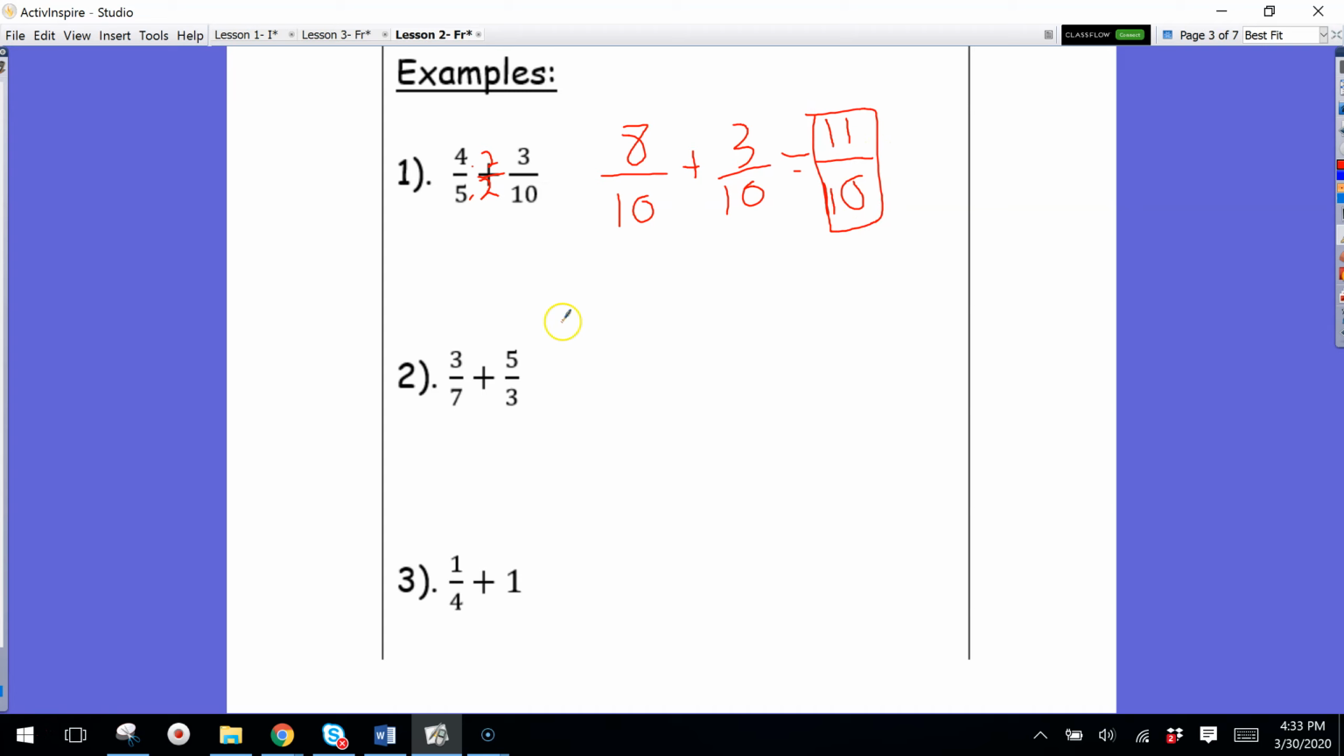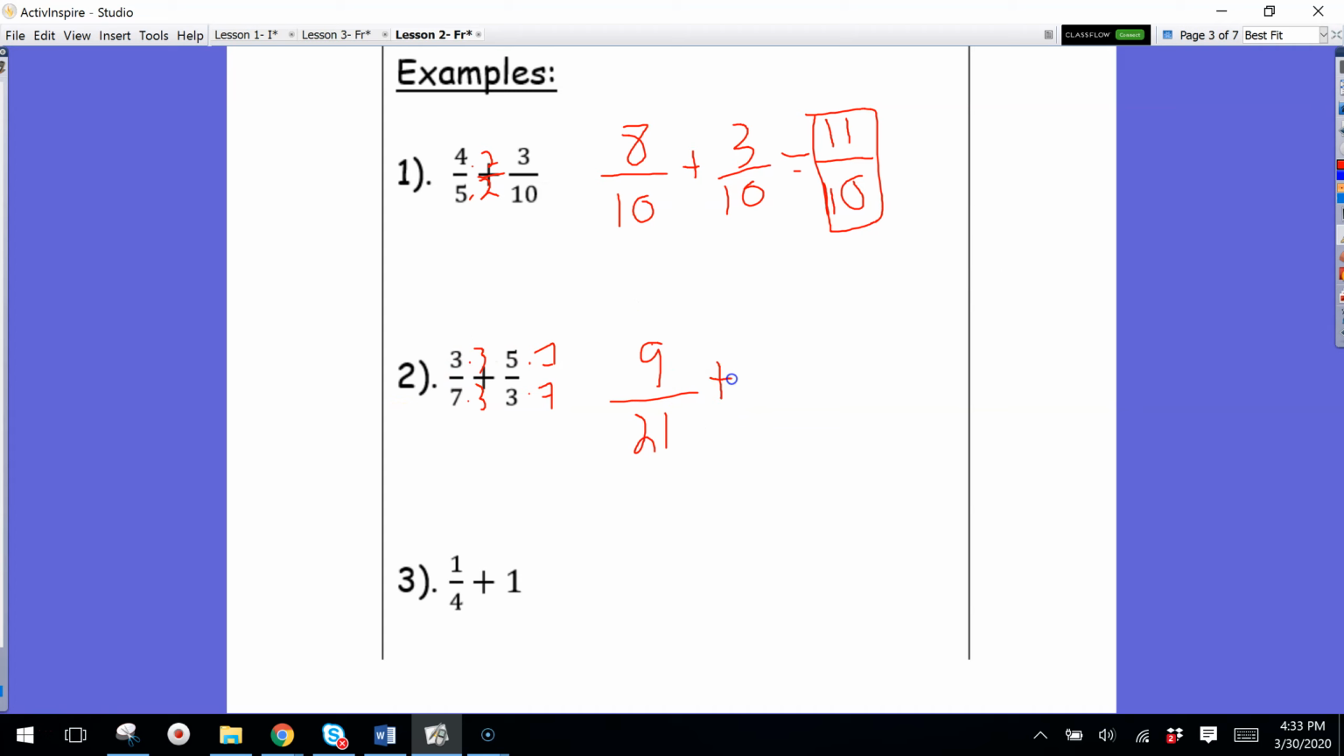Okay, so this next one here, 7 and 3, our least common multiple, you should be thinking about that in your head, is, yes, 21. So here I need to multiply this by 3 over 3. And then here I need to multiply this by 7 over 7. So my first fraction becomes 9 over 21. Again, 9 over 21 and 3 over 7 are the same number. They're just different ways to write that.